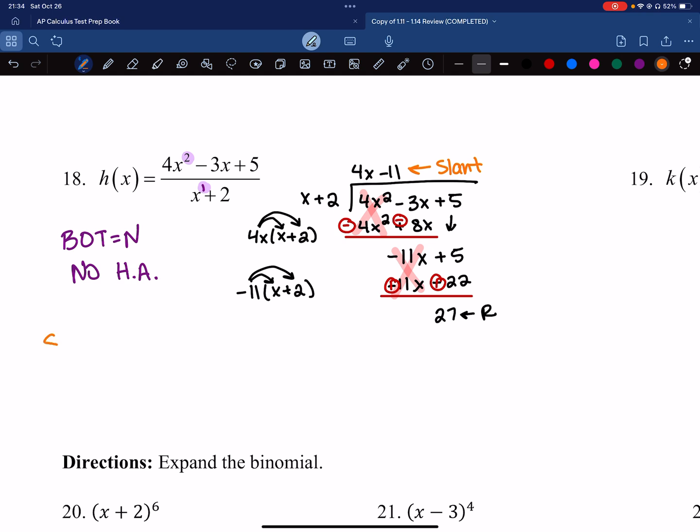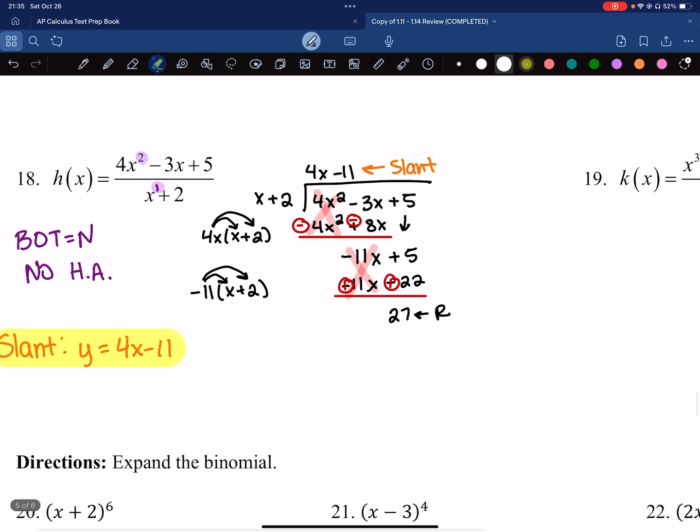So our slant asymptote is y equals 4x minus 11. And so that would be our answer. So we look at the next one.